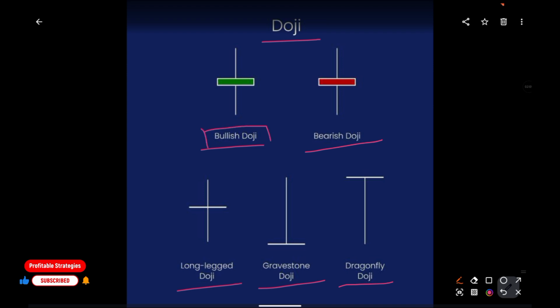Now for a bullish Doji, it means that the price is at the support, Doji is formed, and then it's expected that the price will go to the upside. For the bearish Doji, the price is at resistance. It's expected that the price is going to fall, and if it meets any condition, confirmation is seen, then it will come down.